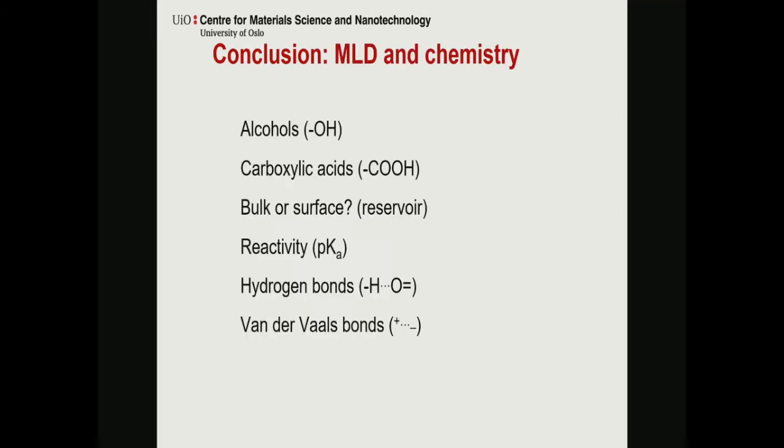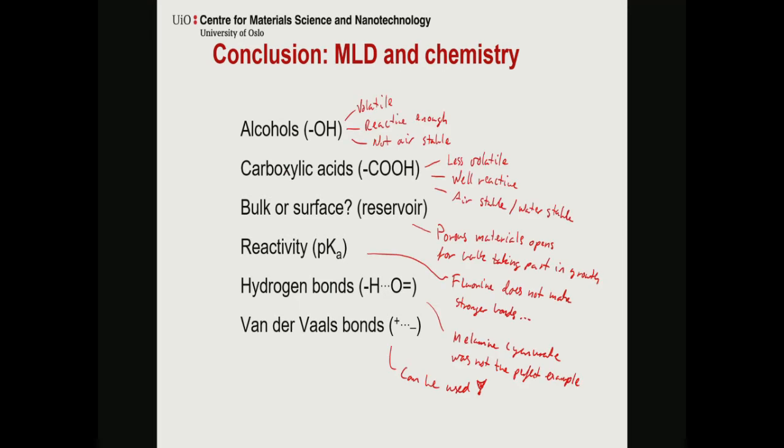Yes, I think we've covered some of these reactivities. Alcohols are volatile, so they're nice starting points as a precursor. They are reactive enough, more reactive than water, but the end product is typically not stable. It might be, depending on how you shield it and what type of metal you're using. Carboxylic acids are less volatile, but they are much more reactive, and produce water stable and air stable products, provided that you have a large enough organic structure.